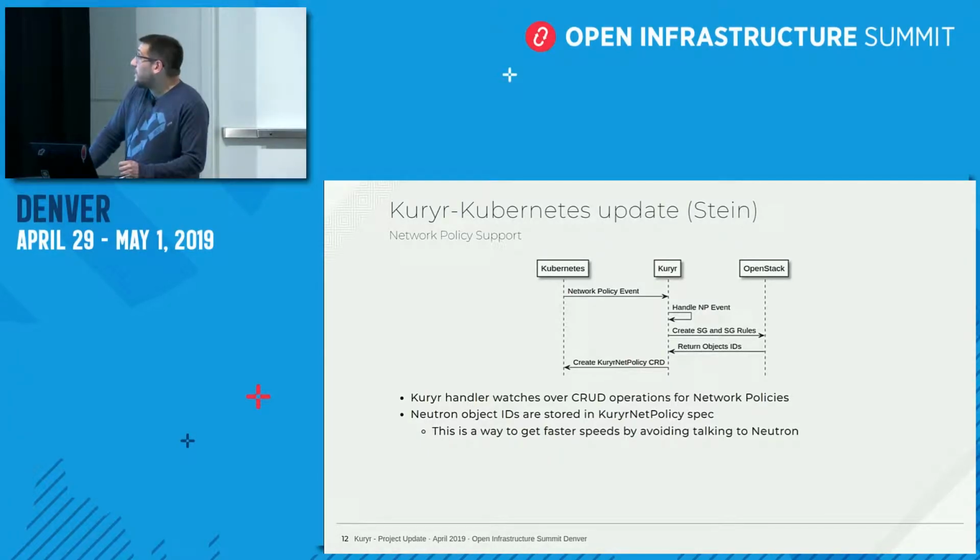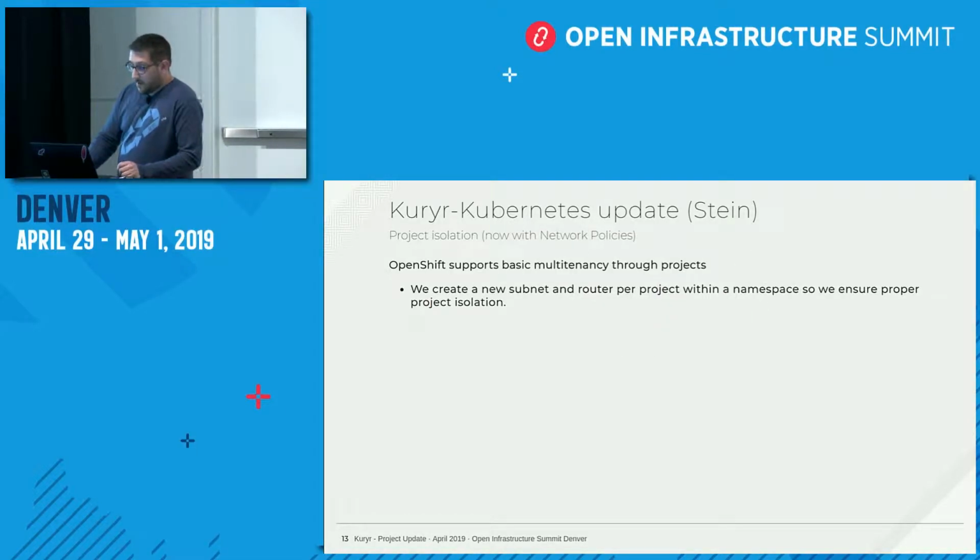So yes, that's basically it. This is a much faster way to get speed, because we were doing some performance testing, and we can get up to 5 times faster speeds by avoiding talking to Neutron. So I guess that's a good thing.